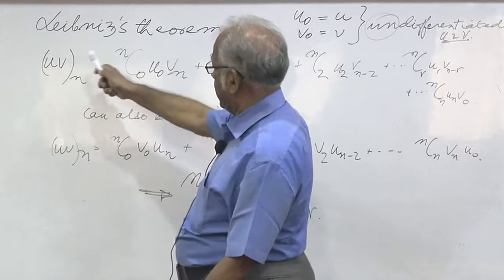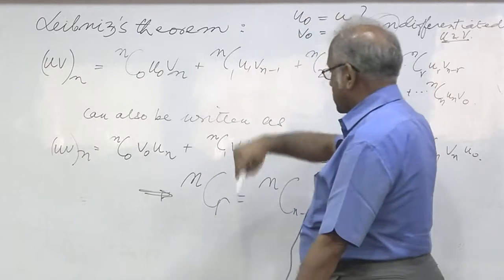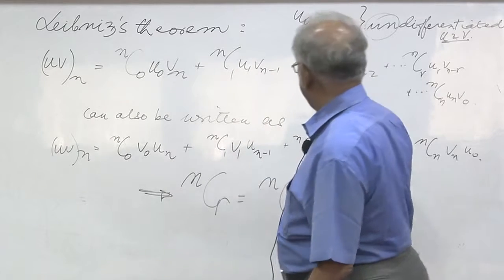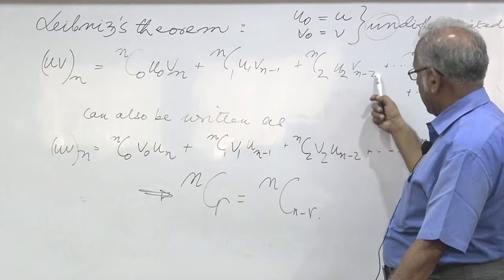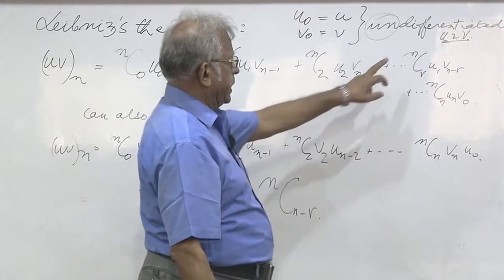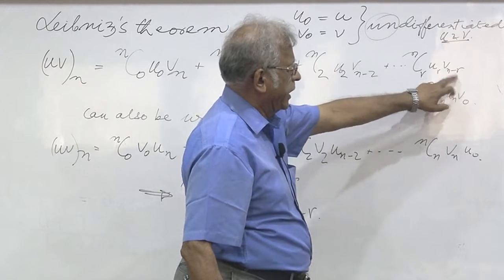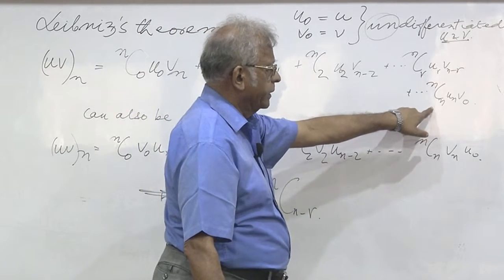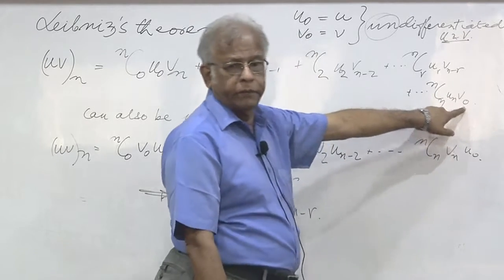We start by first writing nC0 u0 v^(n). Next term is nC1 u1 v^(n-1). Third term is nC2 u2 v^(n-2). We will see that as we come to the general term, it is nCr u^(r) v^(n-r), and that way when we go to the last term, it is nCn u^(n) v^(0), which is n minus n.